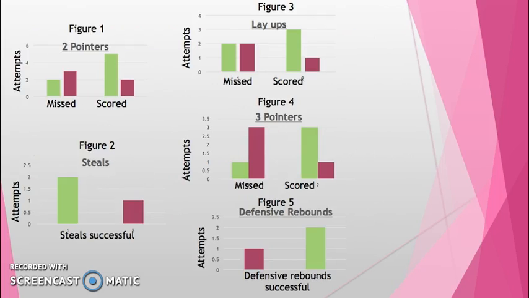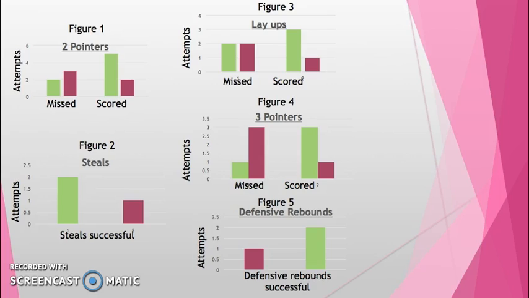Here we have 5 graphs comparing 2 players' results. The results in green, as shown above, are James's results, and the results in red are Rudy's results. In figure 1 we can see that James scored over double the amount of 2-pointers and missed fewer shots than Rudy as well. In figure 4 we have the same outcome for 3-pointers, where James scored more and missed less than Rudy. In figure 3 it's the same outcome, but this time they missed the same amount of layups.